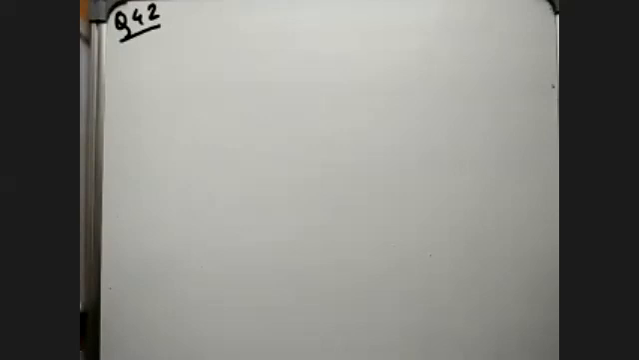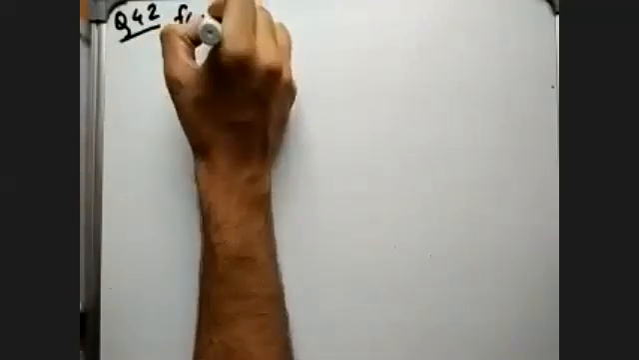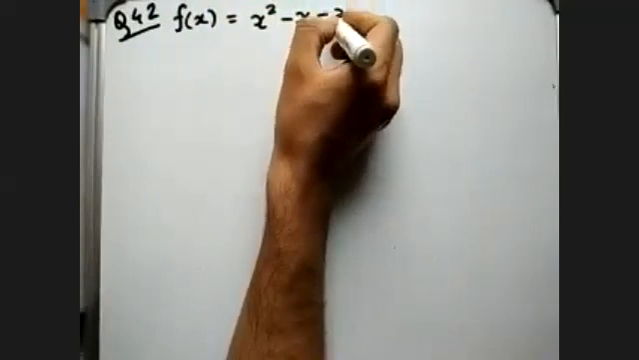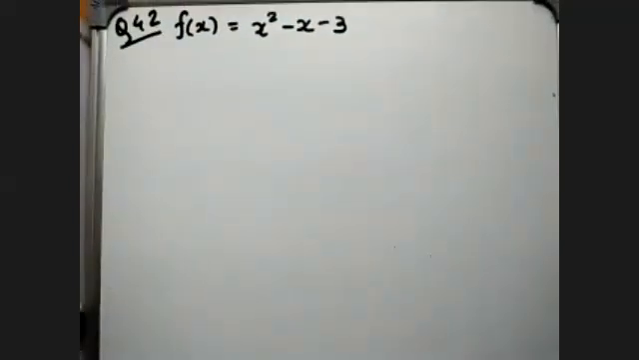So in question number 42, they have given us one function, and the question is to find the range of f of x is equal to x square minus x minus 3. Its range means we have to find its set of outputs, that in which interval I will get all the outputs.